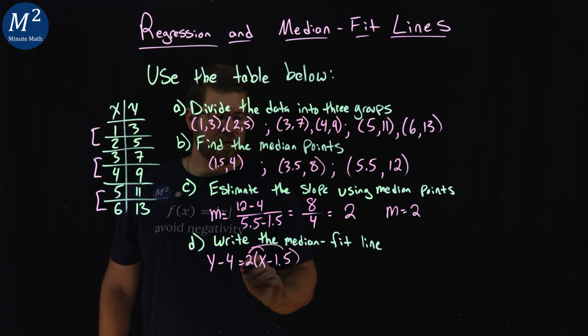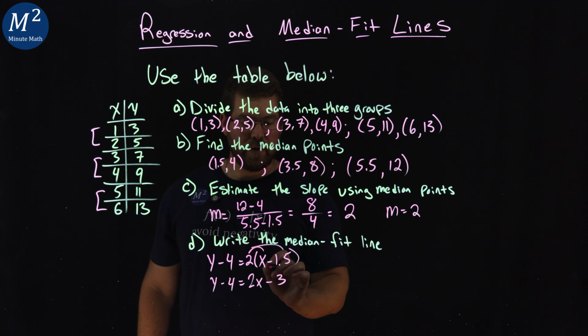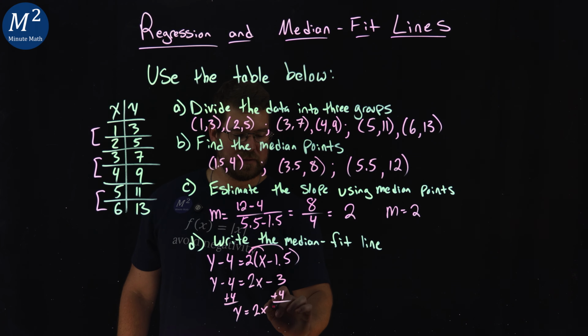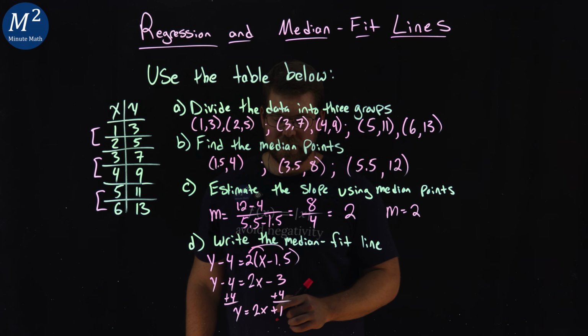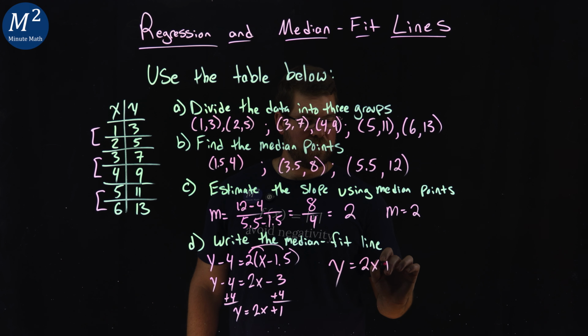I'm going to distribute the 2 across. We have y minus 4 equals 2x minus 2 times 1.5 is 3. I add a 4 to both sides here. Y is by itself, and I have 2x plus 1, since minus 3 plus 4 is a 1. So our median fit line is y equals 2x plus 1.